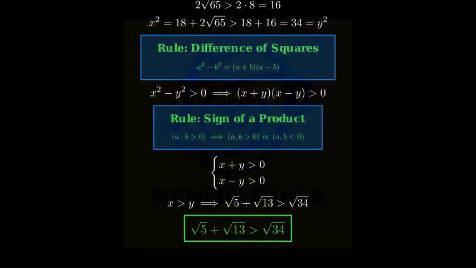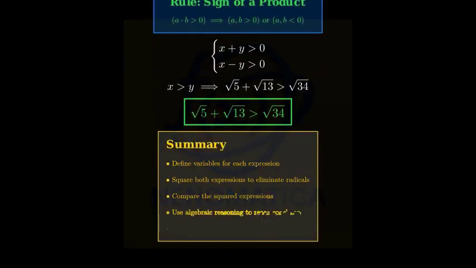So our final answer is that the square root of 5 plus the square root of 13 is the larger expression. Let's summarize the key steps we used to solve this problem. First, we defined x and y as our expressions. Second, we squared both expressions to eliminate the square roots. Third, we compared x squared with y squared. Finally, we concluded that x is greater than y. This approach is useful for comparing expressions involving square roots.